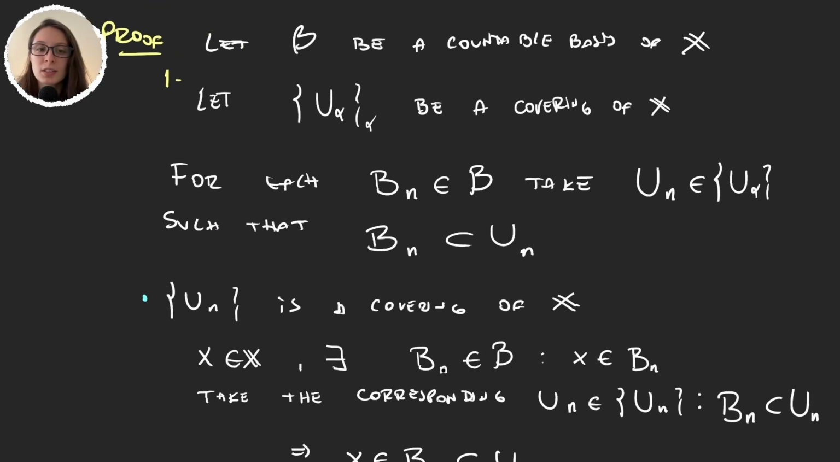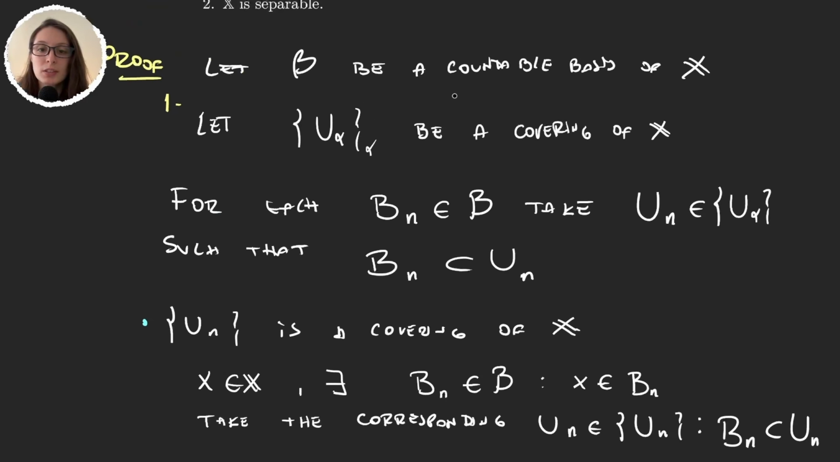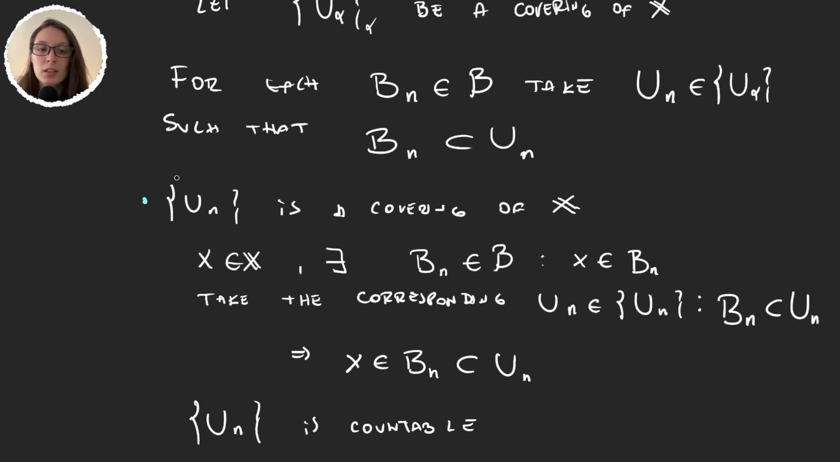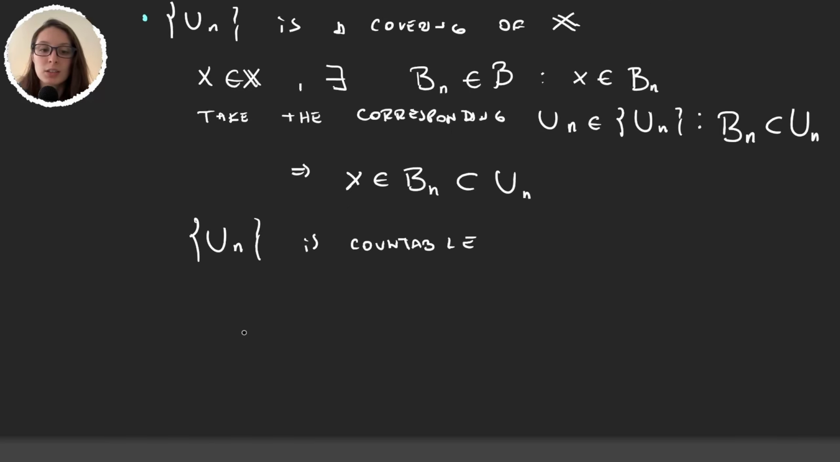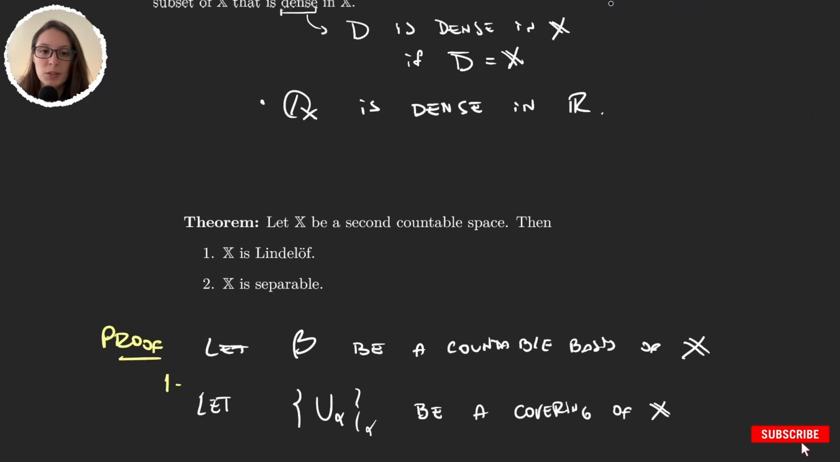What we did here is that given any covering of X, we found a subcollection of that covering that is countable and that also covers X. And this proves that X is Lindelöf. Now let's prove the second one.